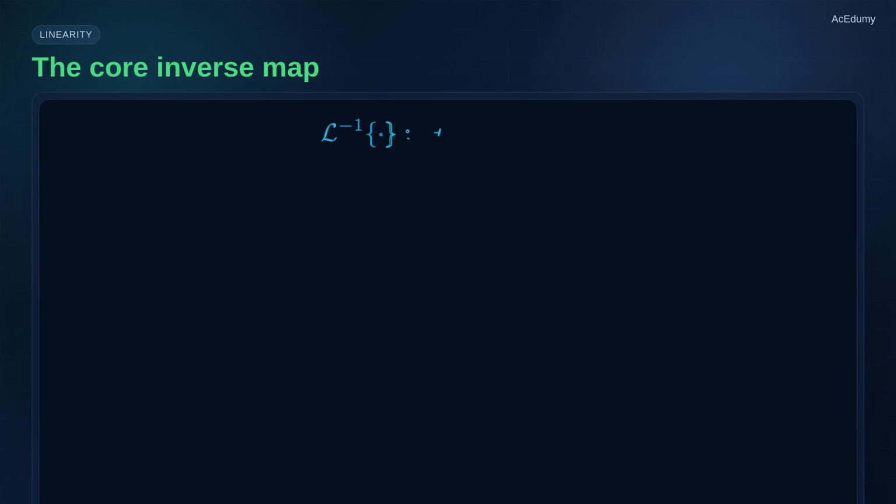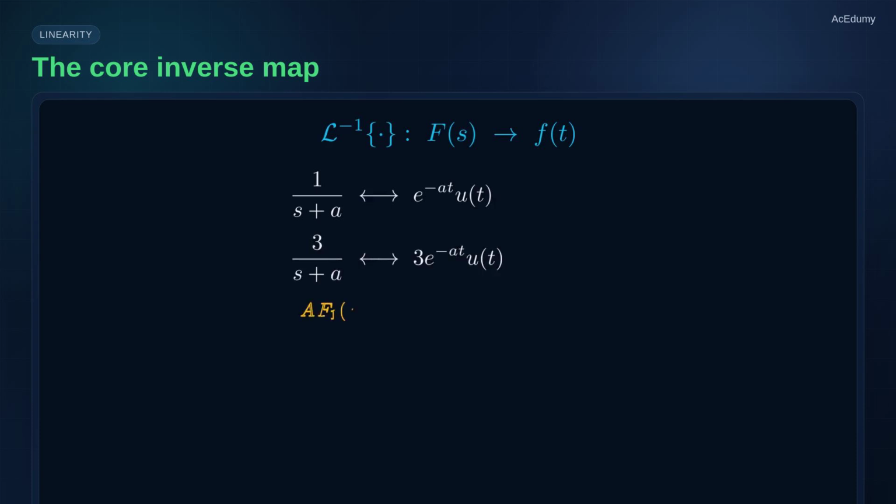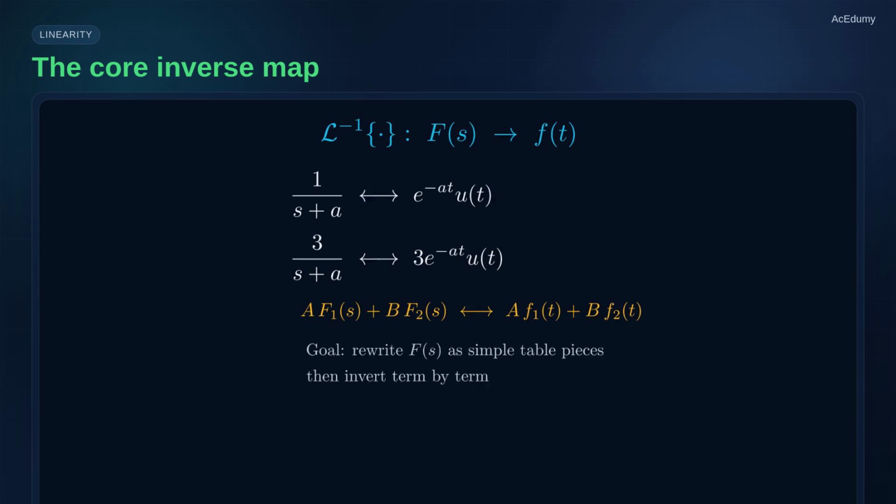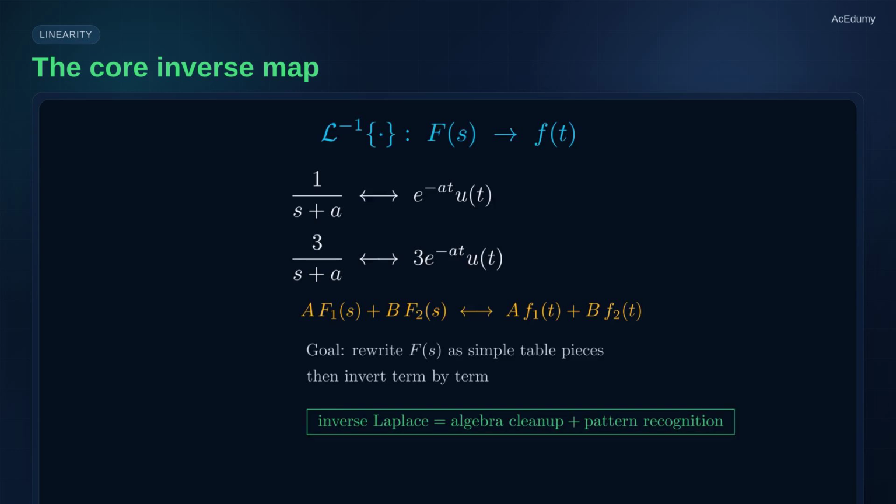Start with the core idea. If 1 over s plus a transforms back to e to the minus at, then 3 over s plus a transforms back to 3e to the minus at. Linearity lets us invert term by term, so if f of s is a sum of simple fractions, inverse Laplace is easy. Each denominator gives a time mode, and each numerator gives that mode's weight. The whole game is making the expression look like a sum of recognizable table pieces.